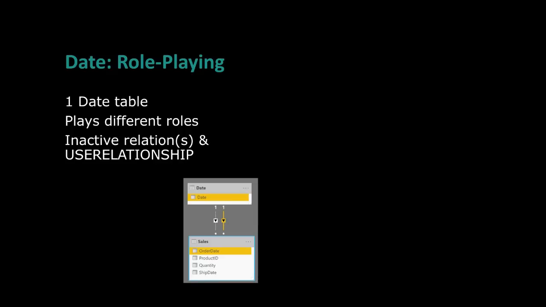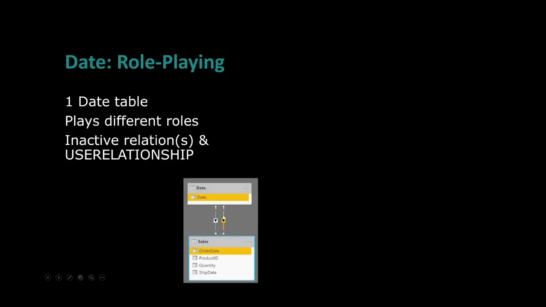The next thing is if we have multiple dates in our system. So one way, as we can see here, there's the sales table and there's the order date. And then we have also the ship date. And as we can see here, I activated this link here. So this is yellow. We can see this link.